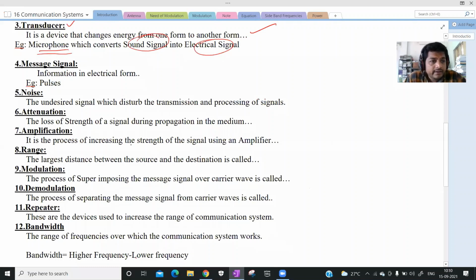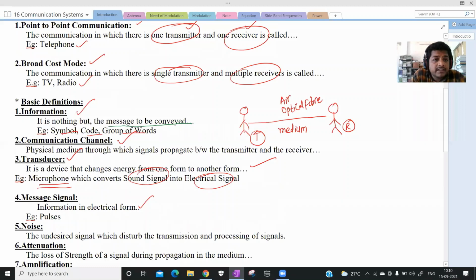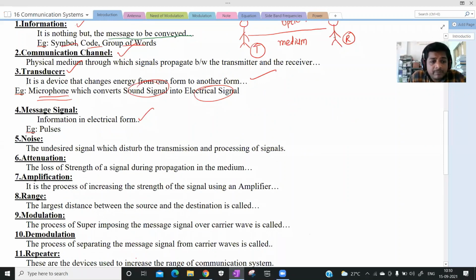Next is the message signal. What is a message signal? The information which is in electrical form is called a message signal. Actually, what is information? Information is nothing but the message to be conveyed. Whatever message you are going to convey is called information. By using a device called a transducer, we convert the message information into a message signal, which is information in electrical form.